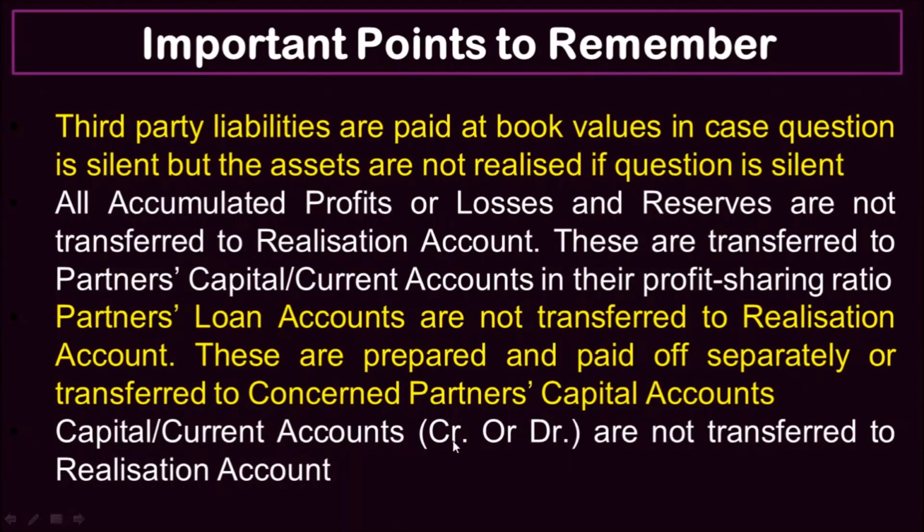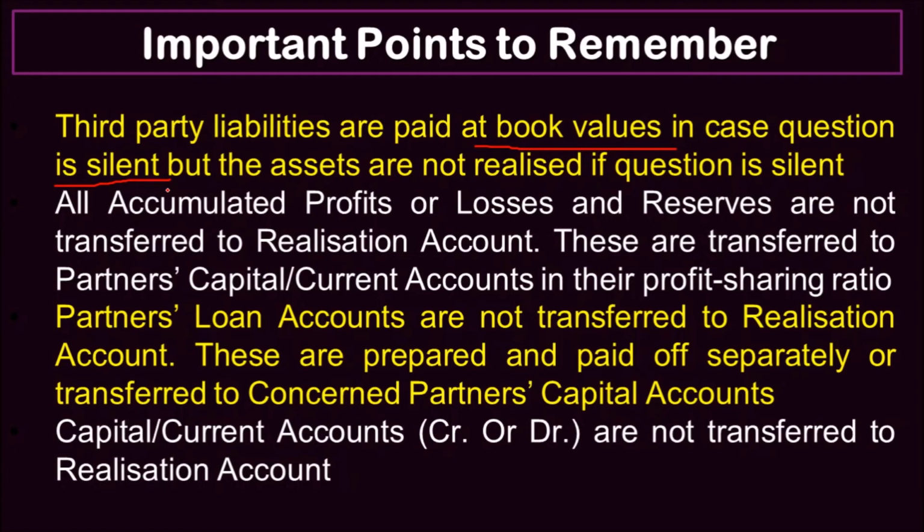These are the important points that you need to keep in your mind while you are preparing the realization account. Fine, let's read them out. Third party liabilities are paid at book values in case the question is silent. Understand this situation. Say for example there is a question in which creditors, bills payable and outstanding salary are given. Now in the adjustment it is given that creditors were paid at 10% discount, bills payable were paid at 5% discount, but nothing has been mentioned about outstanding salaries.